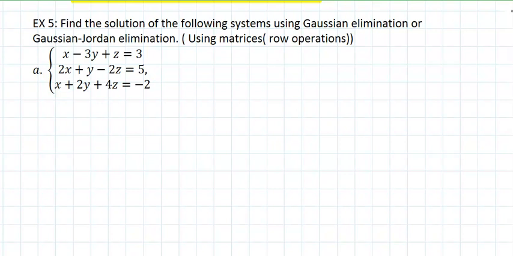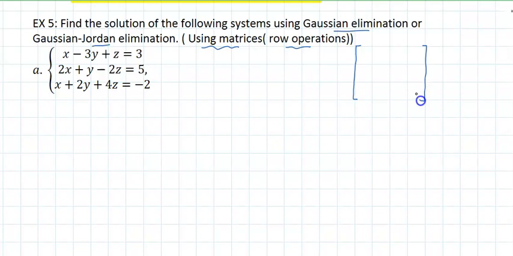Okay, continuing on with matrices and solving systems of equations. Now, we want to find a solution to this system of equations using what is most famously known as Gaussian elimination or Gauss-Jordan elimination. Some books refer to this as using matrices or row operations, depending on which book you use. Now, we're going to use a combination of those.